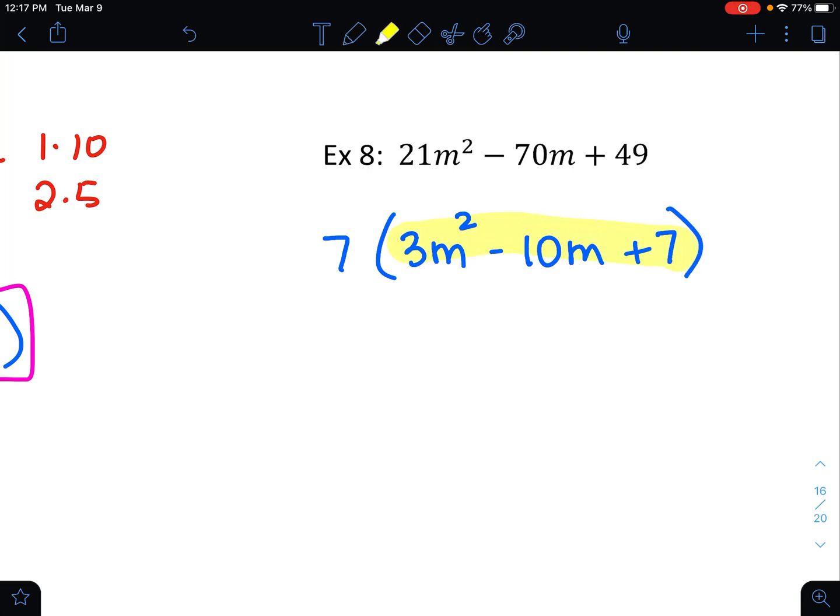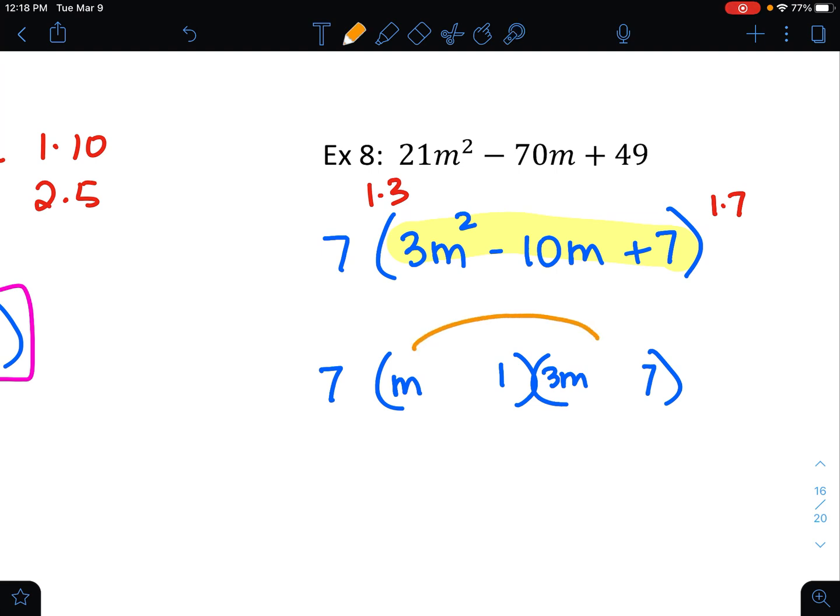Okay, now factor what I've highlighted. So now I'm ready to do 7, open my parentheses, and now I'm going to do my factors. Factors of 7 are 1 times 7. Factors of 3 are 1 times 3. So we don't have a lot of options, which is good. So let's put into our parentheses. I'm going to start with 1m and 3m, and then 1 and 7. And then remember, we're trying to see, do we get negative 10 after we test the inner and outer? So m times 7, 7m, 1 and 3, 3m.